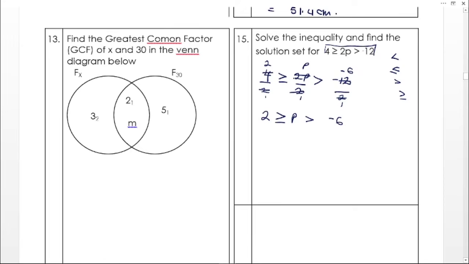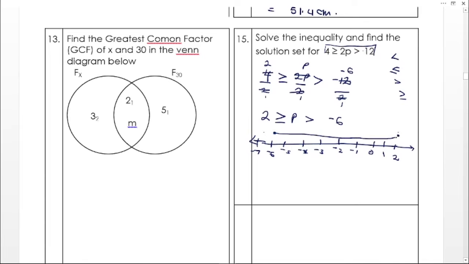Now we need to get the solution set as they are telling us. As I told you, this number is between 2 and negative 6. That is where we have the solution set. If this is our 0, this is 1, this is 2. Now we have negative 1, negative 2, negative 3, negative 4, negative 5, negative 6, and negative 7. This is my number line. Our values are between 2 and negative 6.